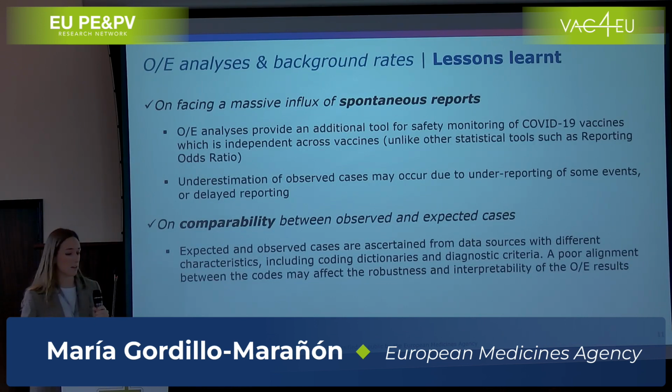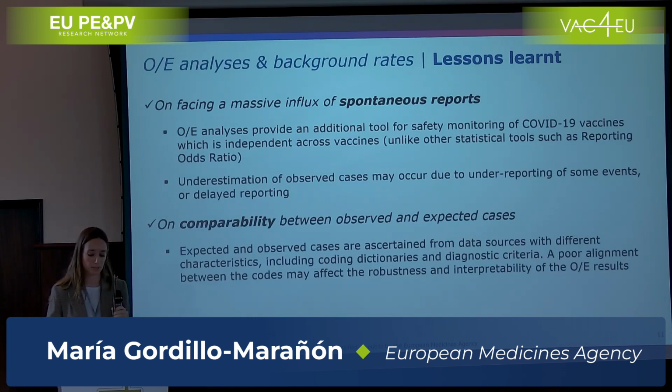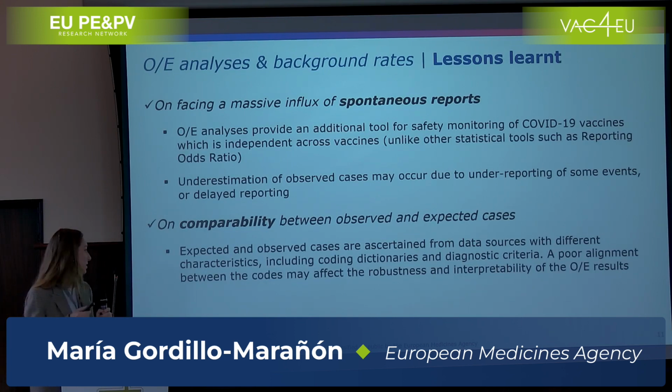We also noted that one of the main limitations of observed to expected analysis is the underestimation of observed cases that may occur due to the underreporting of some events or the delayed reporting. We also learned that a poor alignment between the codes used to identify the observed cases in the spontaneous reports and thus to calculate the incidence rates and estimate the expected cases may affect the robustness and interpretability of the OE results.